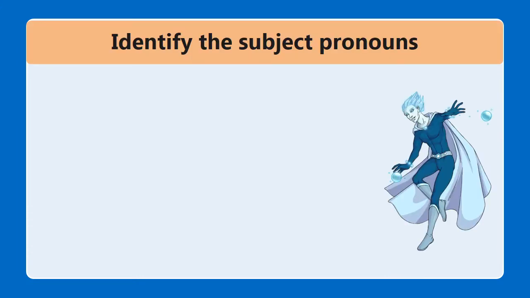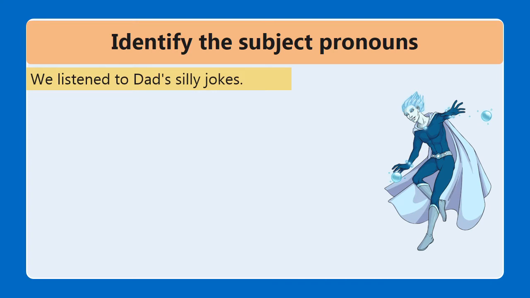Let us try to identify the subject pronouns in the sentences. First sentence, we listen to Dad's silly jokes. Now, I want us to identify the verb in the sentence. Okay, yes, the verb is listen. So, what is the subject of this sentence? We, that's right. So, we is also the subject pronoun.